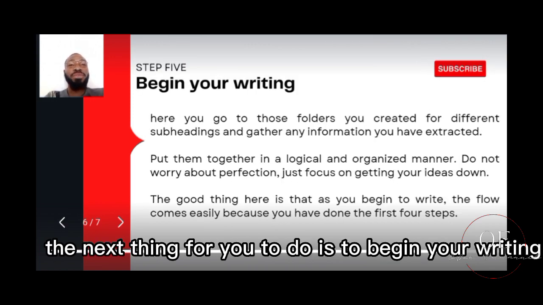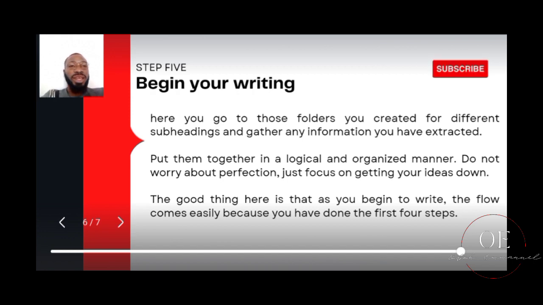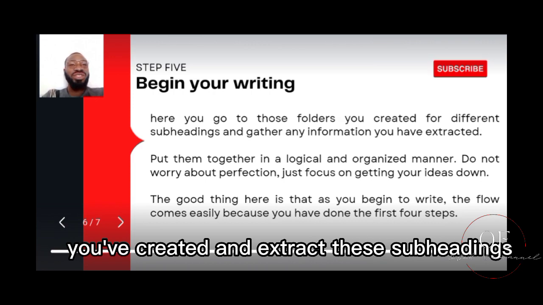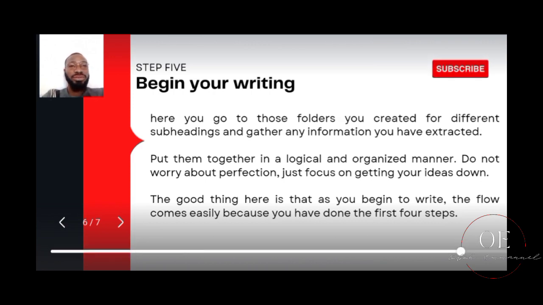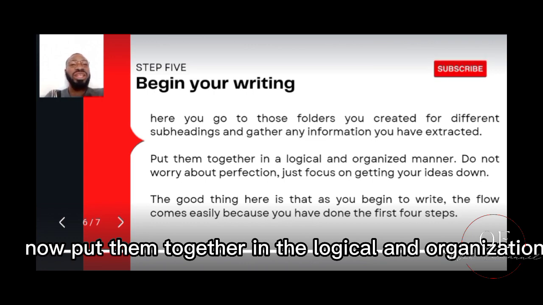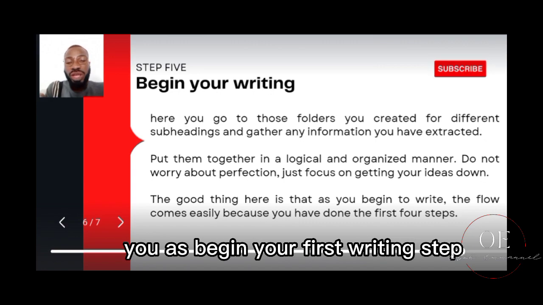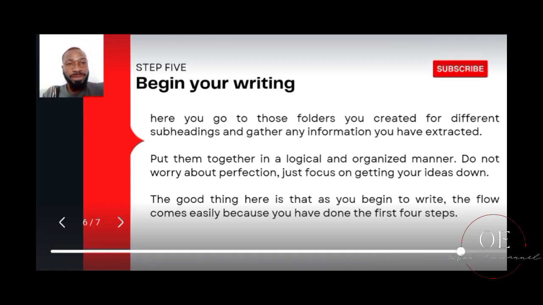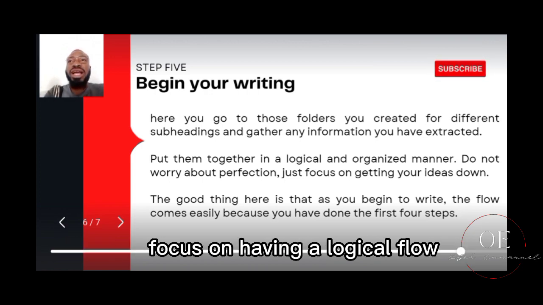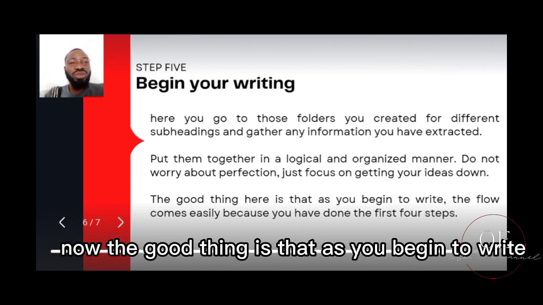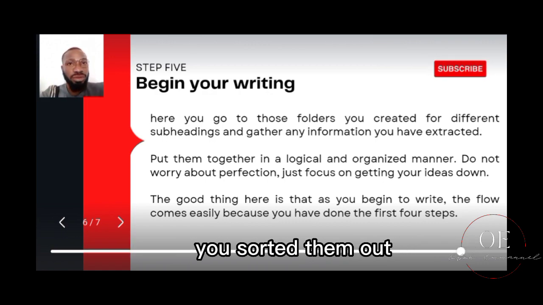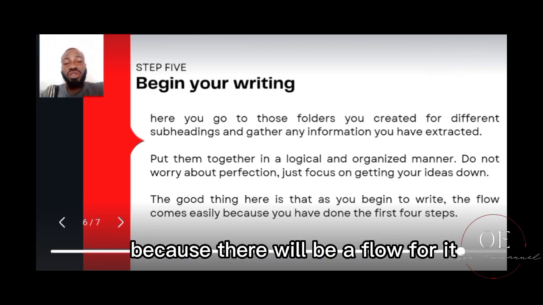The next thing for you to do is to begin your writing. Go to these folders you've created, extract these subheadings, and gather any information that you've extracted. Put them together in a logical and organized manner, but don't worry about perfection. As you begin your first writing step, don't worry about perfection. Just worry about putting all your ideas together. Just focus on getting the ideas down. Focus on having a logical flow. The good thing here is that as you begin to write, the flow comes easily because you've done the first 4 steps. You've known what you want. You've done the search. You've sorted them out. Now, this writing part will be easy because there will be a flow for it.